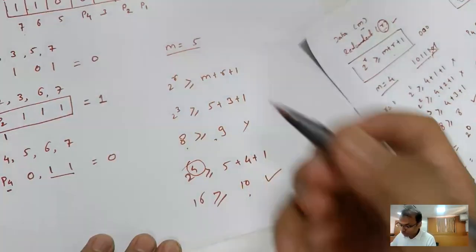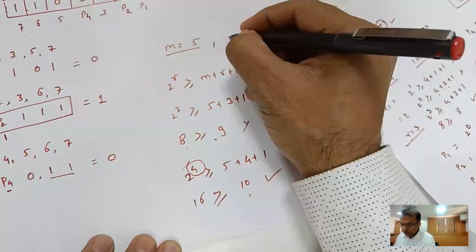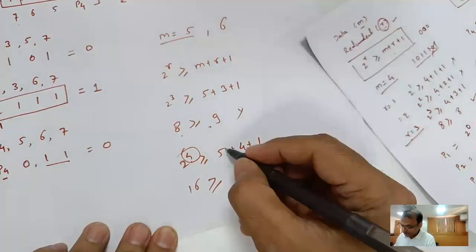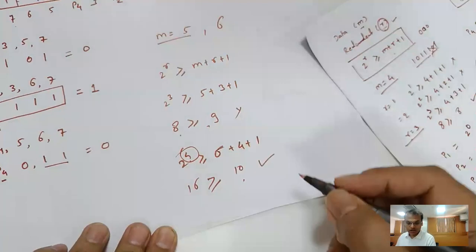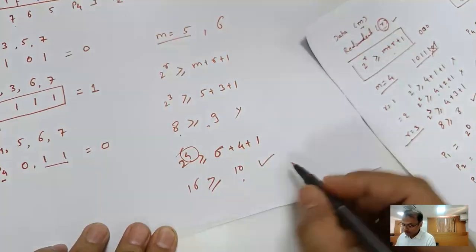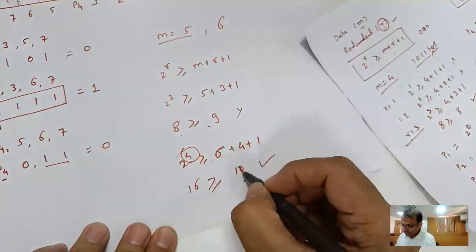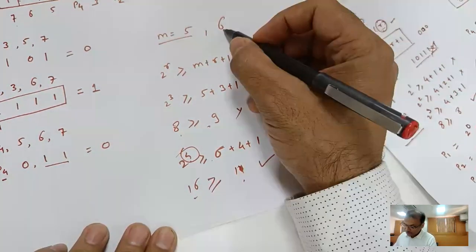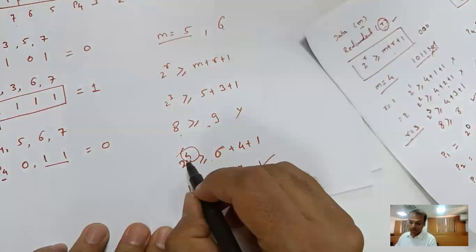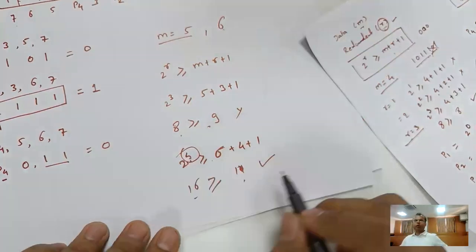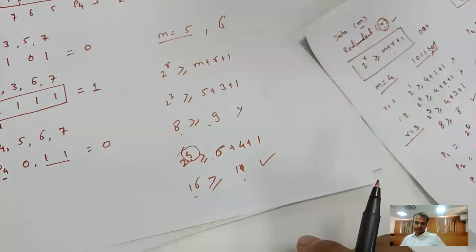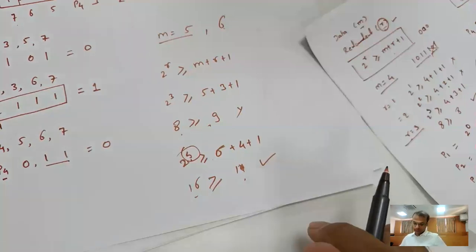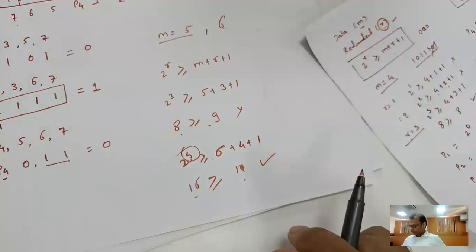Or if you consider M as 6, then also R is equal to 4. You just put the value as 6 instead of 5. This matches. So even for 6 bits of data, the number of redundant or parity bits is 4. Any doubts?